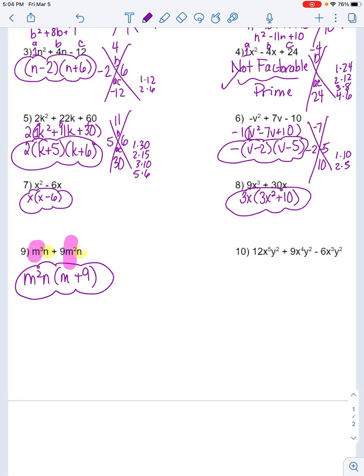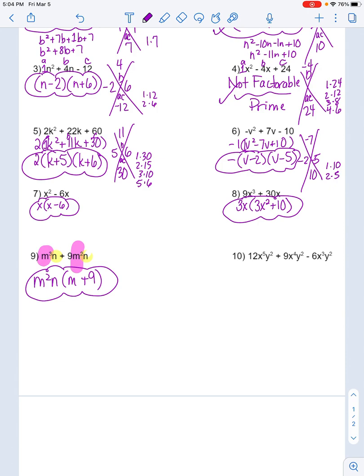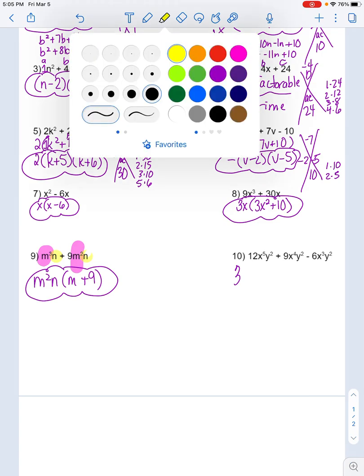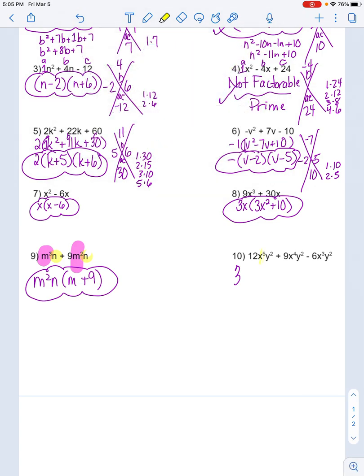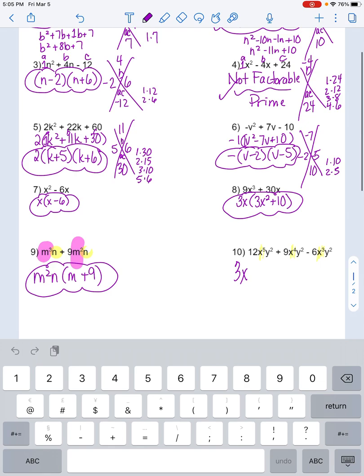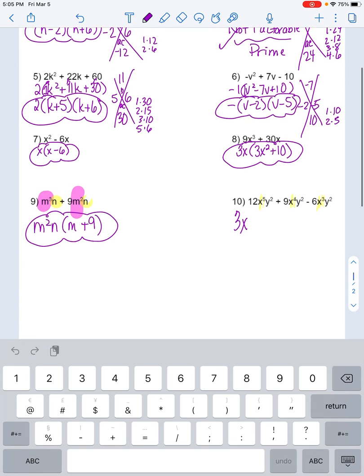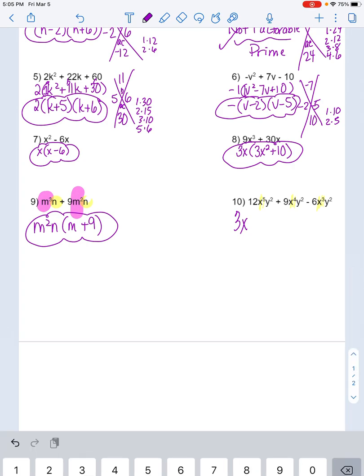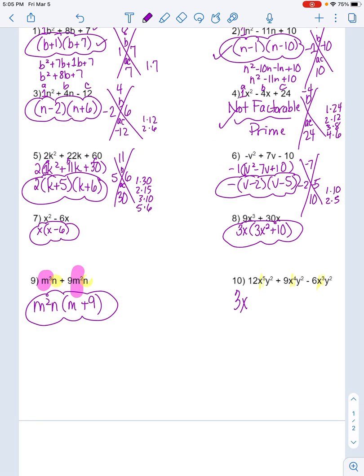Last but not least, let's take a look at number 10. Now I notice all three of my numbers are divisible by 3. I notice there are x's in every term. I have, let me make this a little smaller. I have 5 x's here, I have 4 here, and I have 3 here. So the most x's I can factor out is 3. There we go. Okay, so we have x to the third.